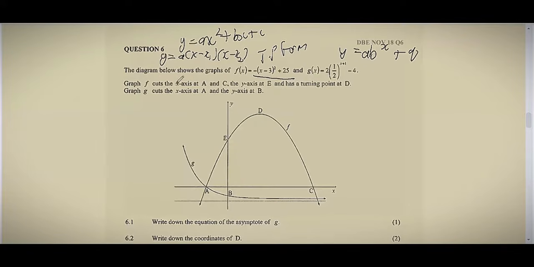Now we are told that graph f cuts the x-axis at A and C. As we can see here, the graph of f, being the parabola graph, cuts the x-axis at point A and point C, and has a turning point at D. So we can see the turning point there. And graph g cuts the x-axis at A and the y-axis at B. So we can see the exponential graph cutting at A and also cutting at B. Then E here is the y-intercept of the parabola graph.